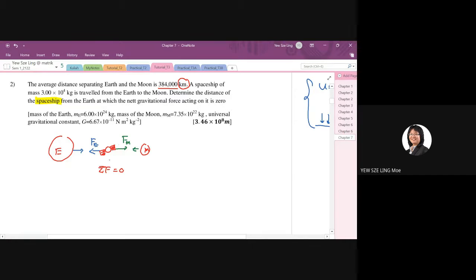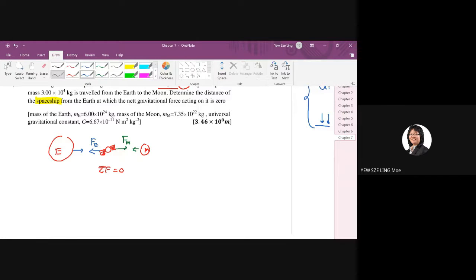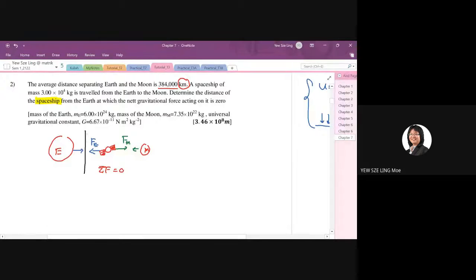So according to my diagram, now I'm going to sketch a free body diagram for this part. The free body diagram is very important in this chapter as well. So my object is the spaceship, and I'm just going to sketch the gravitational force acting on it. You don't need mass, you don't need weight and everything in this chapter. What you are going to focus on is the gravitational force.